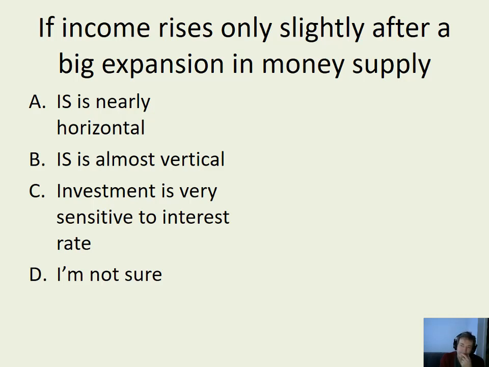Now, thinking about the model again, imagine we've done a big expansionary monetary policy, so you really ramped up the money supply, and you find that income has only risen a little bit. What does that mean about the IS curve, or the investment rate sensitivity? Can we conclude any of these things from that? We've had a massive increase in money supply, only a small rise in income. Pause it if you like, I'll give you the answer.